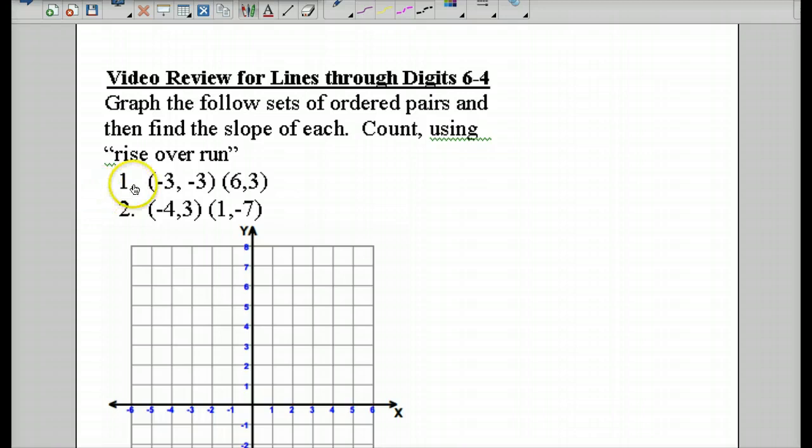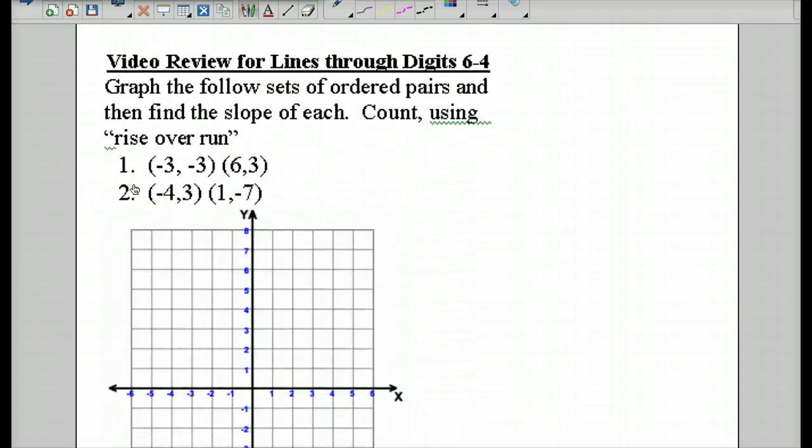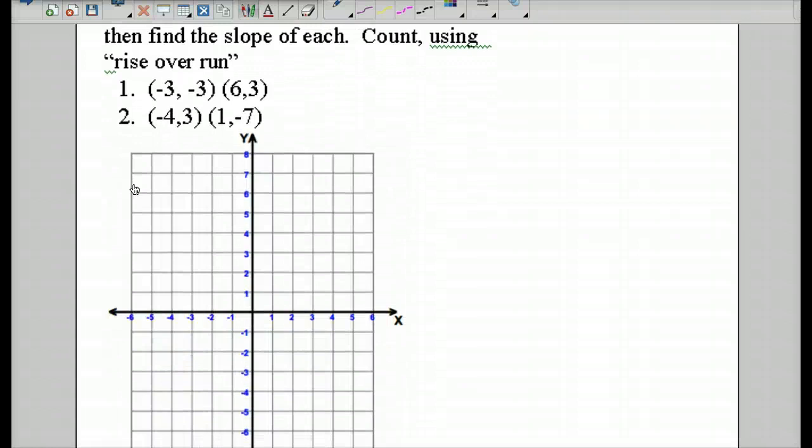Otherwise, I'll be going through all of them. So let's start with number 1. Graph the following sets of ordered pairs, then find the slope of each. Count using rise over run. So number 1, we're going to plot in purple. So we plot -3, -3. We go over -3. We go down 3. We put our first point.